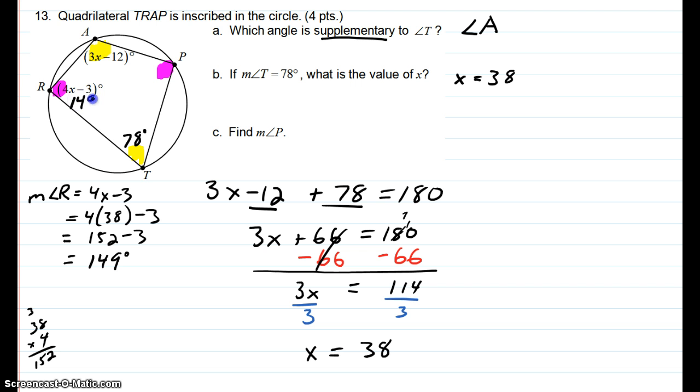So we know this is 149, so now these two angles have to add to be 180 degrees. So 149 plus what equals 180. We minus the 149, and so the what is equal to 31 degrees. So the measure of angle P would be 31 degrees.